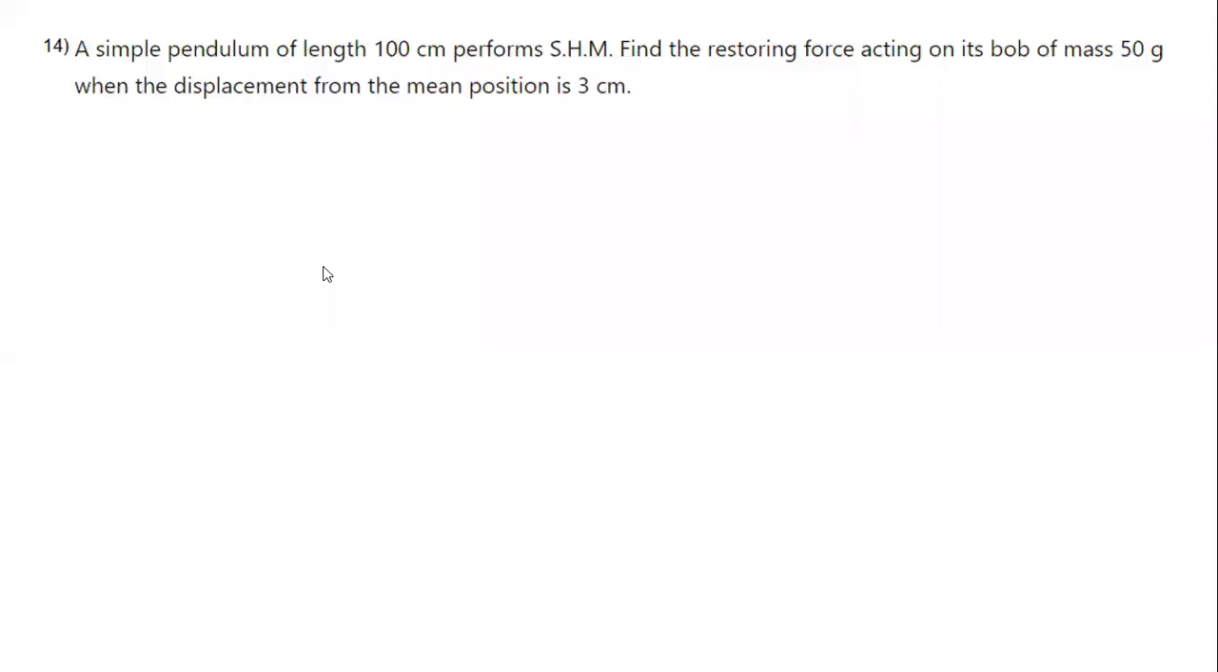Question number 14 from the exercise of oscillation. A simple pendulum of length 100 centimeter, meaning 1 meter, performs SHM. Find the restoring force acting on its bob of mass 50 gram. This is the mass. So 50 gram means 50 into 10 raised to minus 3 kg, or you can write 5 into 10 raised to minus 2, when the displacement from the mean position is 3 centimeter. So it is x, 3 into 10 raised to minus 2 meter.